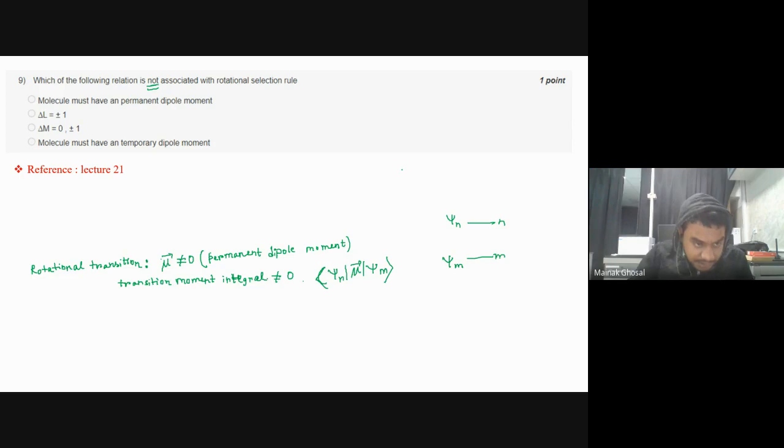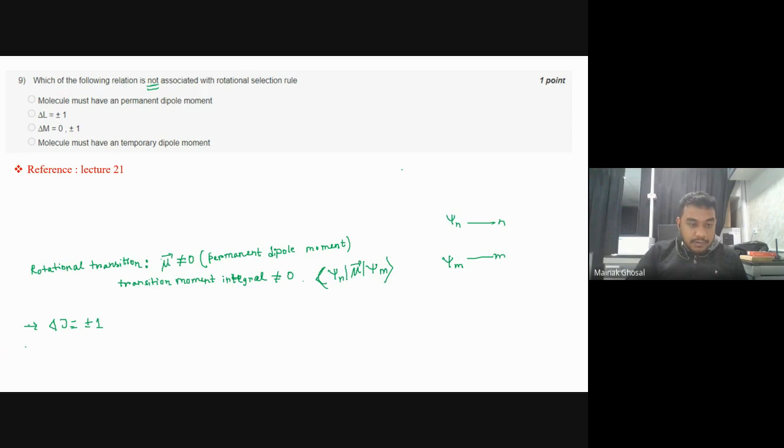Next, for the rotational transition, you have the selection rule that was derived as delta J equals plus minus 1. This selection rule was derived from the view of spectroscopy and also from the view of quantum mechanics. From both sides, it was derived that for a transition to happen, your delta J value should be plus minus 1. So our second option, which states that delta L equals plus minus 1, is a condition for rotational transition.